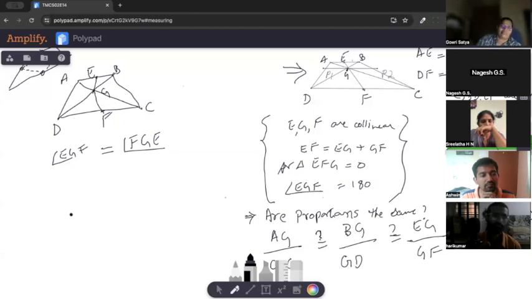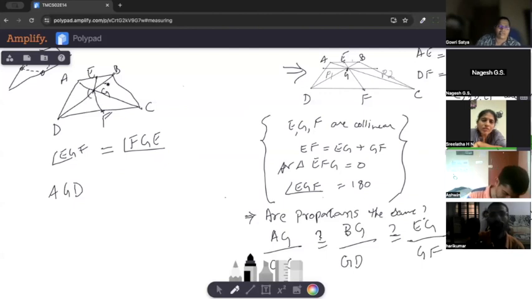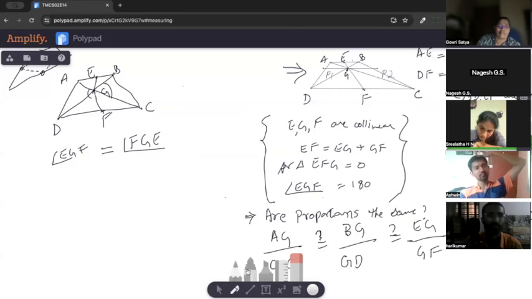So the first thing to see was that AGD and BGC are opposite angles and they'll be equal. Now, since F is the midpoint, DF will be the same as FC. So it will also basically bisect the angle DGC.